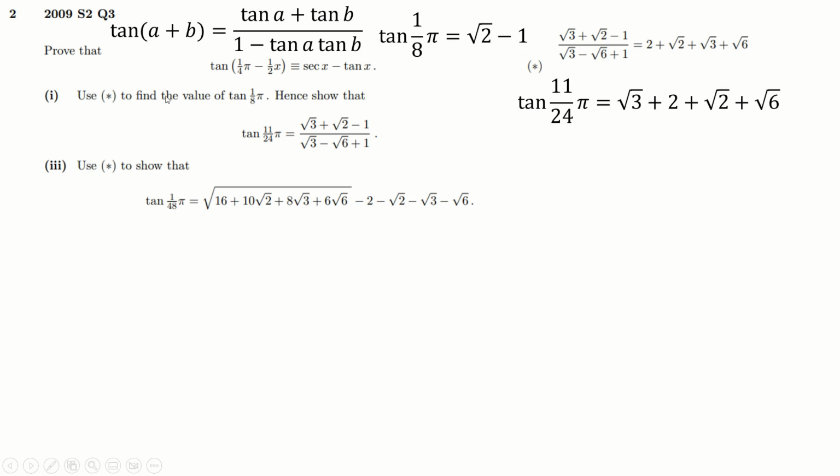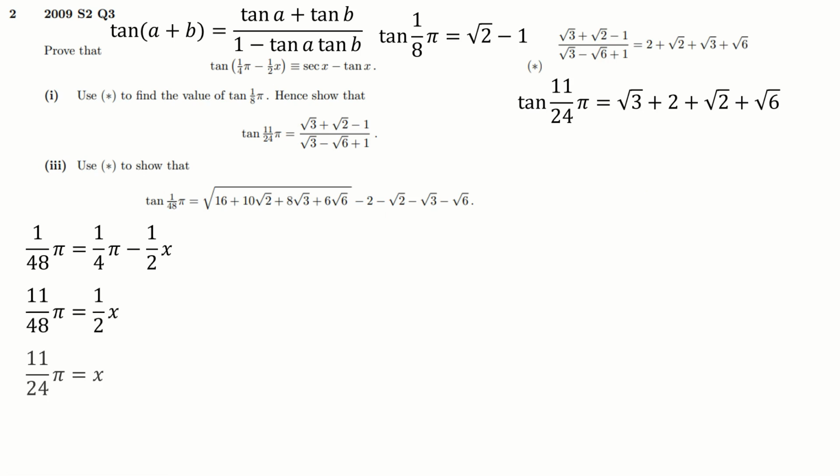Use star again. So now we are actually using star again to show this thing here. So okay, using star, I need to get to 1 over 48 pi. So let's just, again, set this equal to 1 over 48 pi and see what kind of x value I would need to do that. And wouldn't you know, that's the x value of 11 over 24 pi, which is fantastic because I already know that. I have it right here.